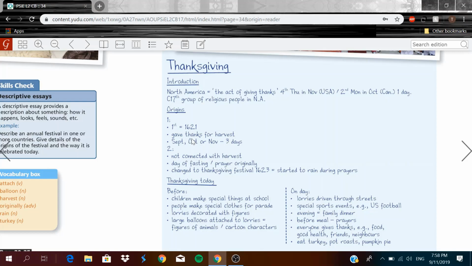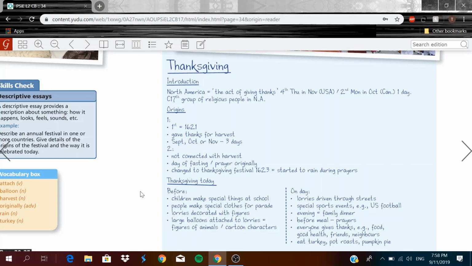And then it was changed to Thanksgiving Festival in 1623. That's when it also started to rain during prayers, okay? And then we have Thanksgiving today, right? So before the day, children make special things at school. People make special clothes for the parade, right? For people to parade the streets.